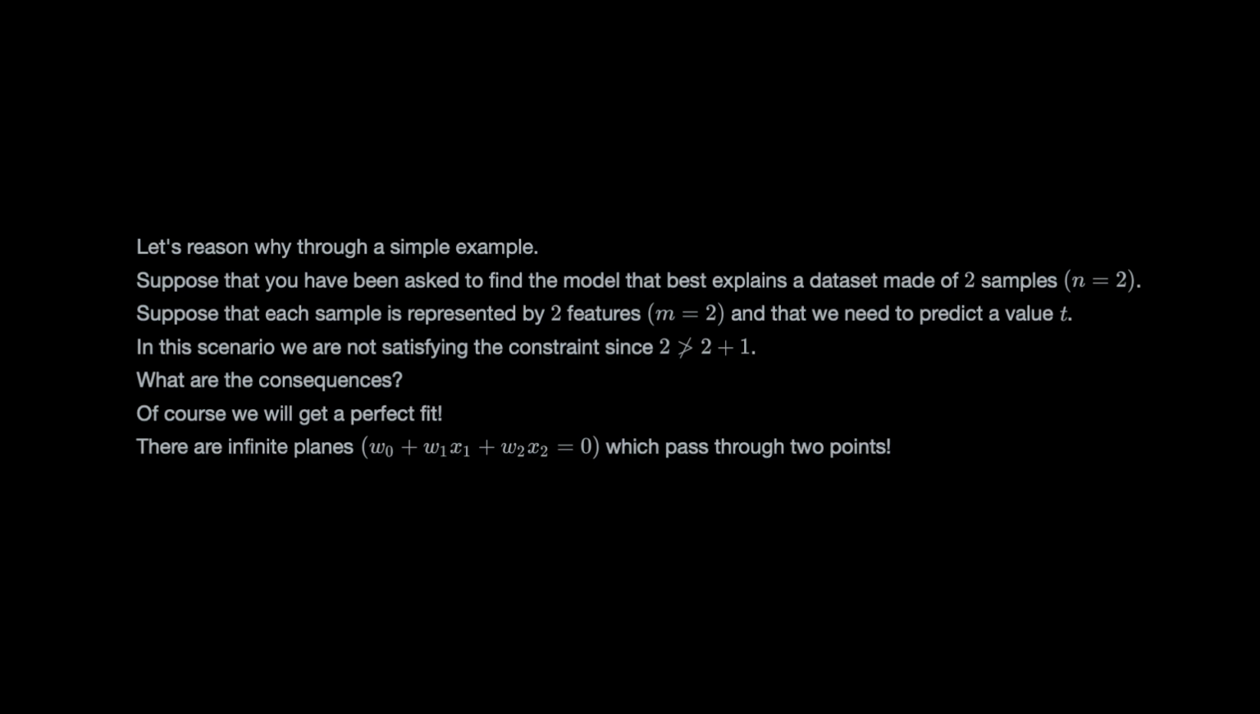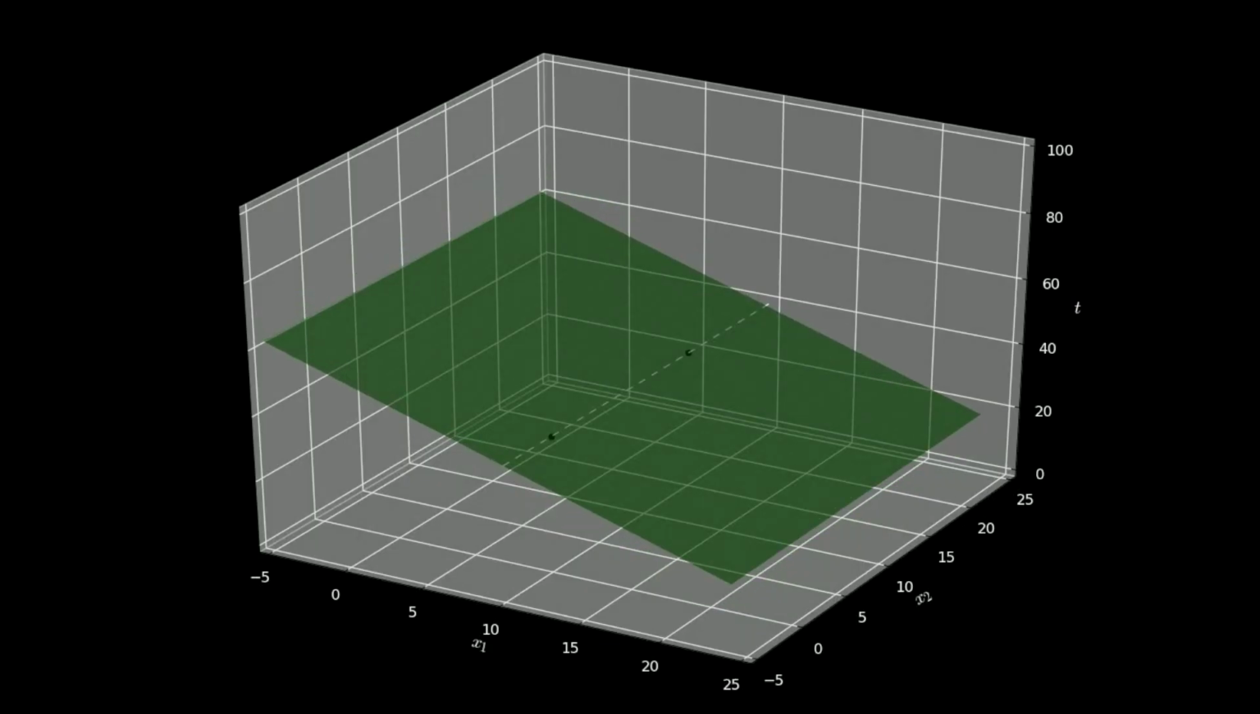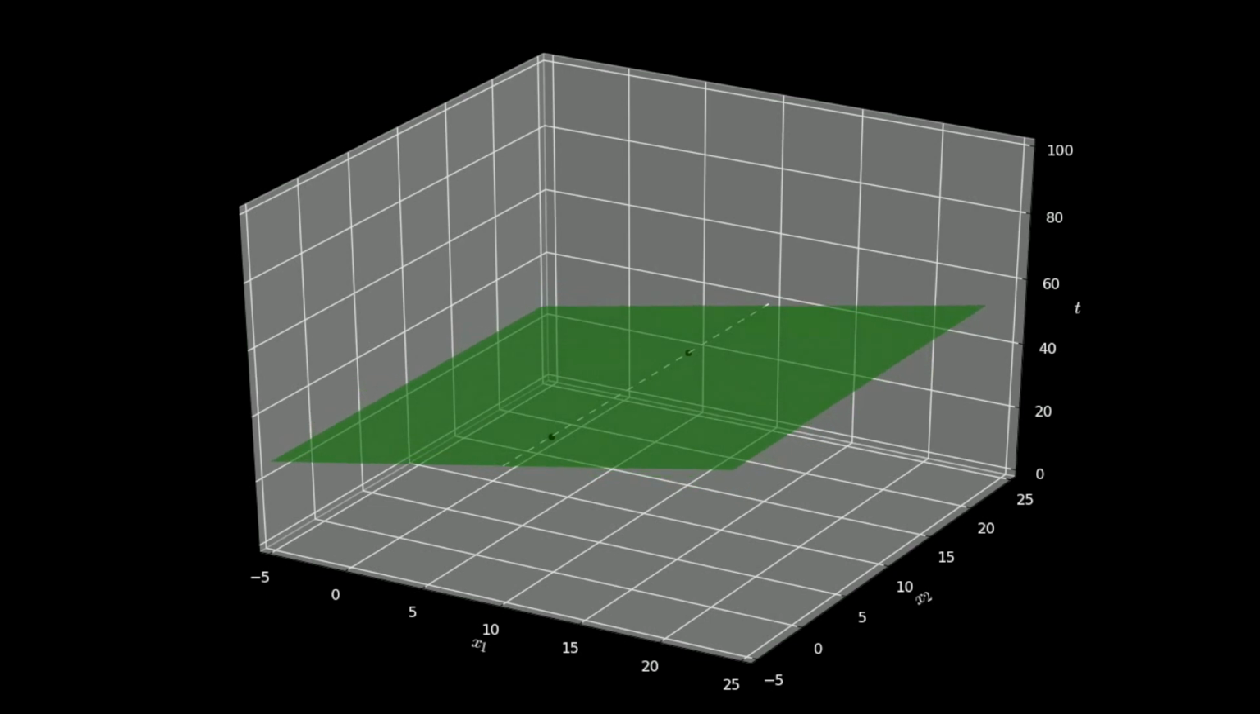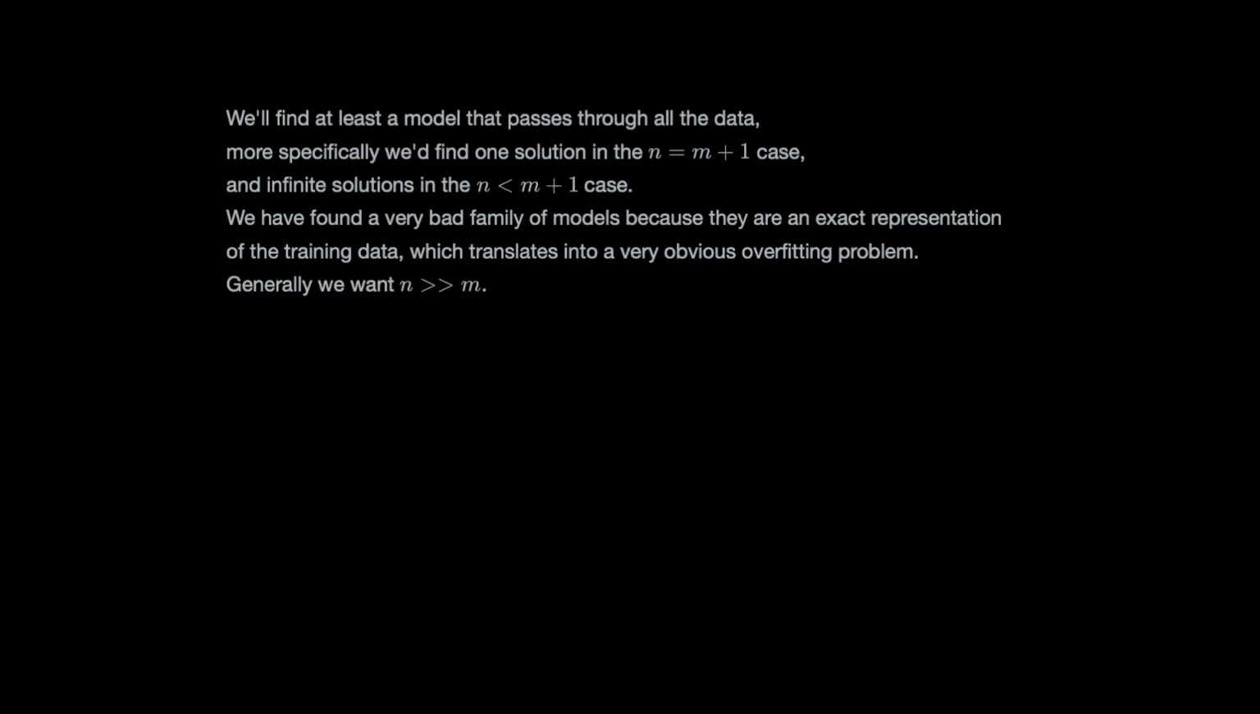Of course we will get a perfect fit. There are infinite planes which pass through 2 points. We'll find at least a model that passes through all the data. More specifically, we'd find one solution in the n equals m plus 1 case, and infinite solutions in the n less than m plus 1 case. We have found a very bad family of models because they are an exact representation of the training data, which translates into a very obvious overfitting problem. Generally, we want n much greater than m.